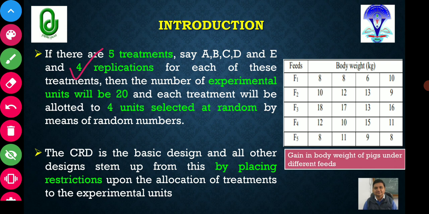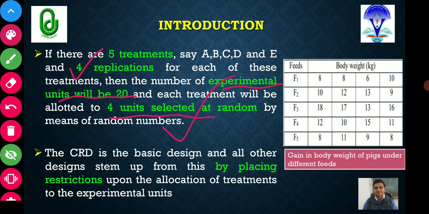Then the number of experimental units we will require will be 20, because there are 5 treatments and each treatment has 4 replications. So total experimental units you need are 20, and each treatment will be allotted 4 units selected at random. Each of the treatments you have to repeat 4 times. That means for treatment A, you have to apply it in 4 animals. If your experimental material is animal, then in 4 animals you have to repeat treatment A.